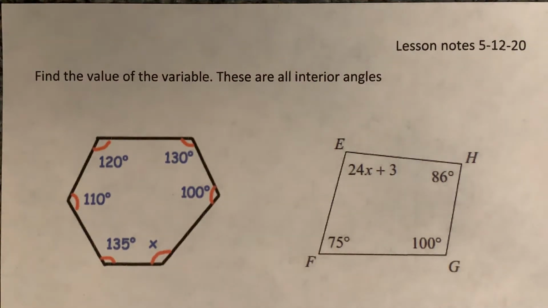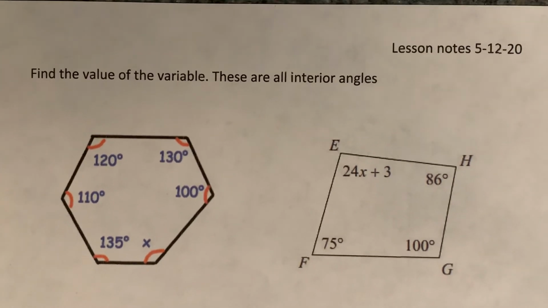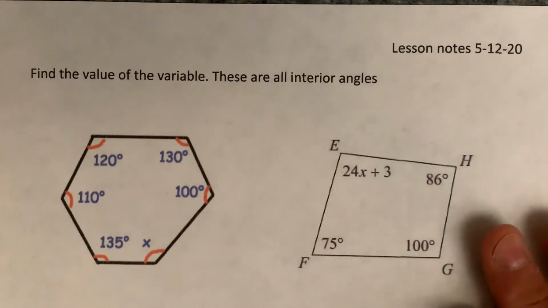We are looking at lesson notes 5/12/20 today. It's Tuesday, and we are looking at the interior and exterior angles of polygons. We're going to start with the interior angles. This is a little bit harder than yesterday, so we're just moving up a notch here. This time we're not just finding regular polygons' missing angles, we're finding irregular also. So this first part will be interior, and then I have the exterior for the second part.